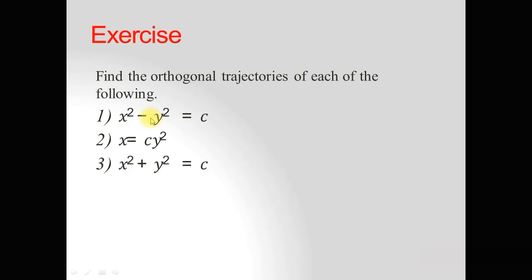You will get the slope of the tangent of this given family of curves, and then taking the negative reciprocal of the slope, you find the slope of the tangent of the required orthogonal trajectory. After that, solve the differential equation of the orthogonal trajectory. You will get the algebraic equation of the required orthogonal trajectory. Similarly, use the same procedure for question number 2 and question number 3.